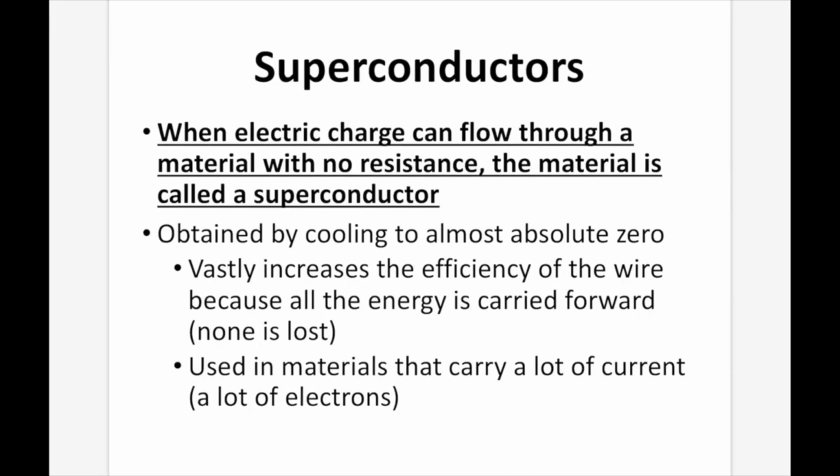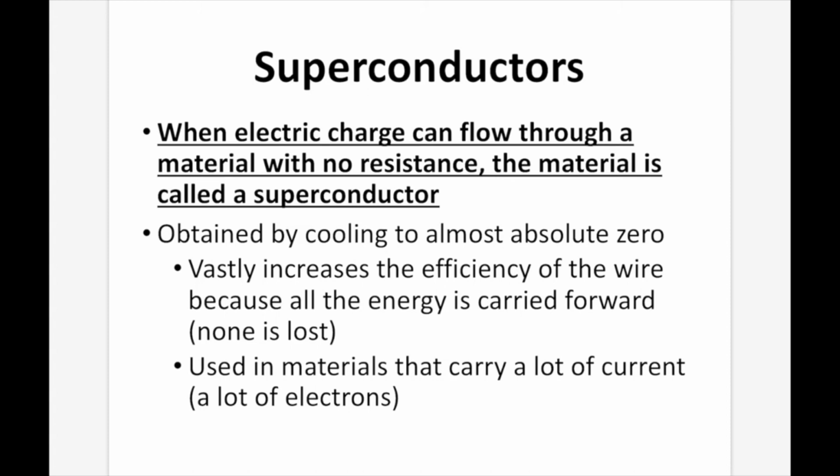Superconductors. When electric charge can flow through a material with no resistance, the material is called a superconductor. Obtained by cooling to almost absolute zero, these superconductors vastly increase the efficiency of the wire because all the energy is carried forward, so none is lost. So we talked about copper being a good conductor. Well, a superconductor would have 100% of the energy transferred from point A to point B with zero lost.